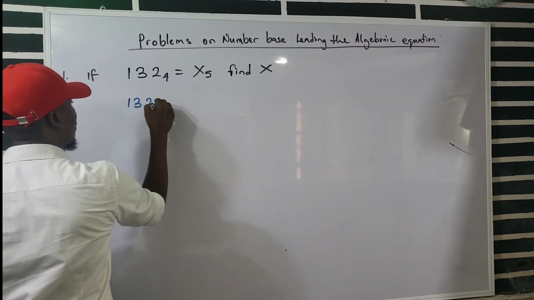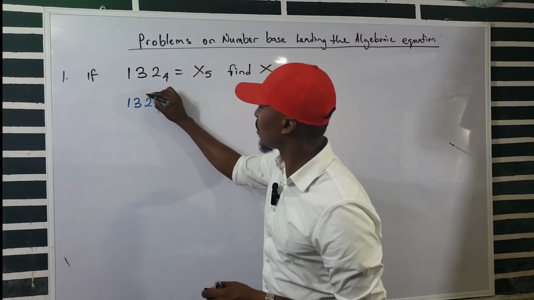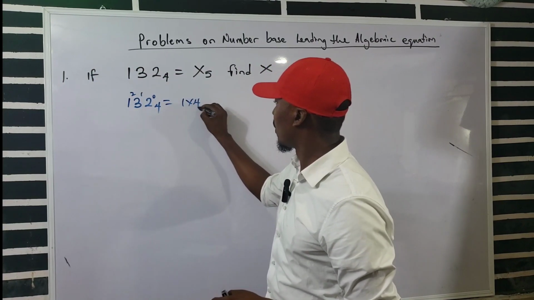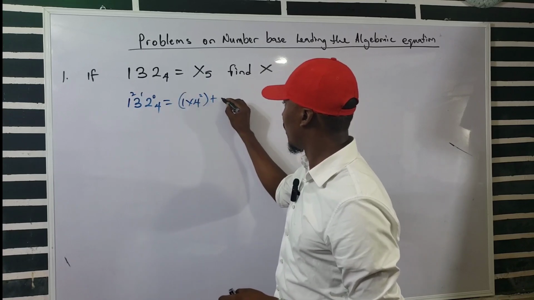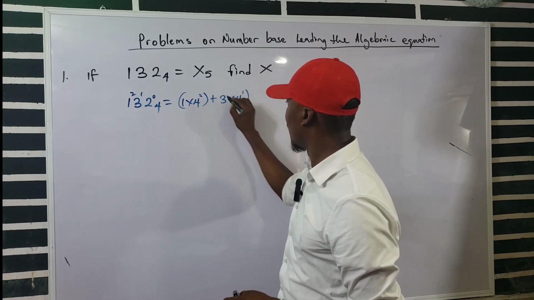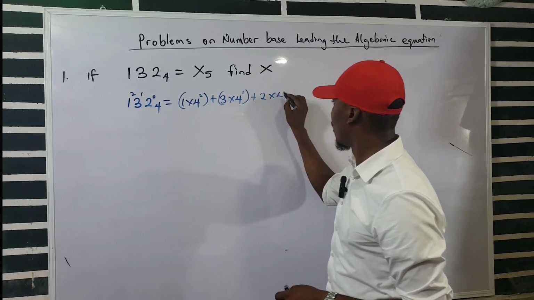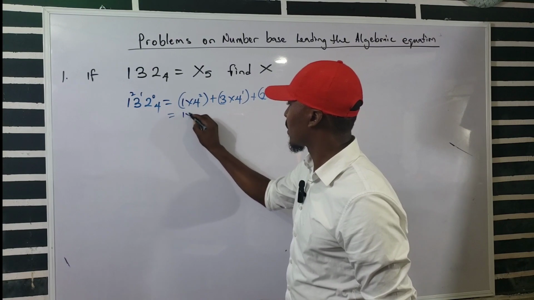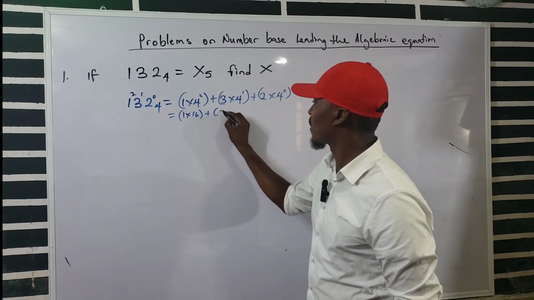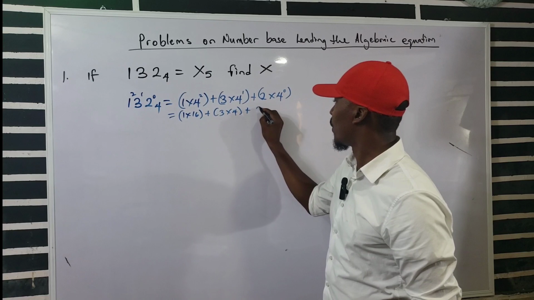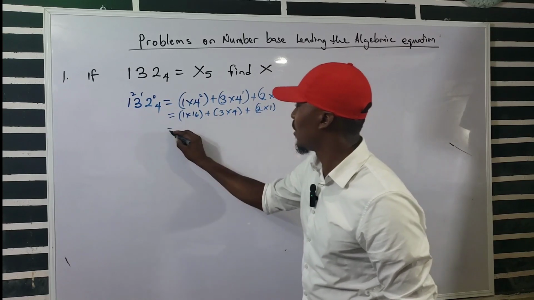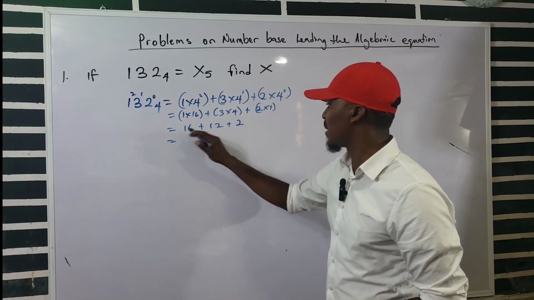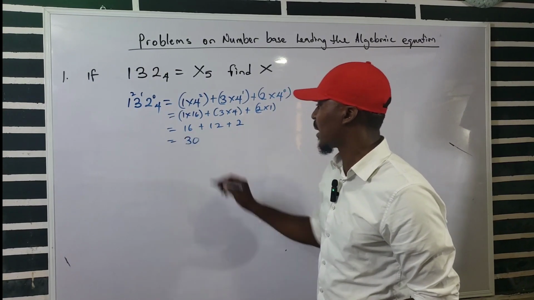132 in base 4. That will give us positions 0, 1, 2, which will give you 1 times 4 raised to power 2, plus 3 times 4 raised to power 1, plus 2 times 4 raised to power 0. That will give you 1 times 16 plus 3 times 4 plus 2 times 1. That will give you 16 plus 12 plus 2, which is 28 plus 2, that will give you 30.